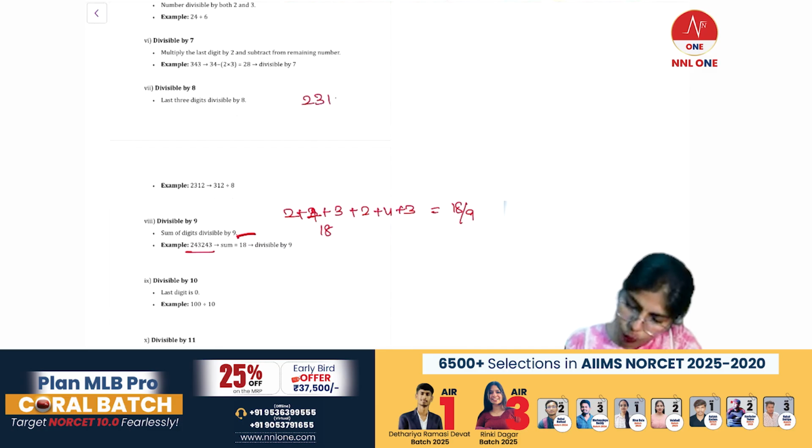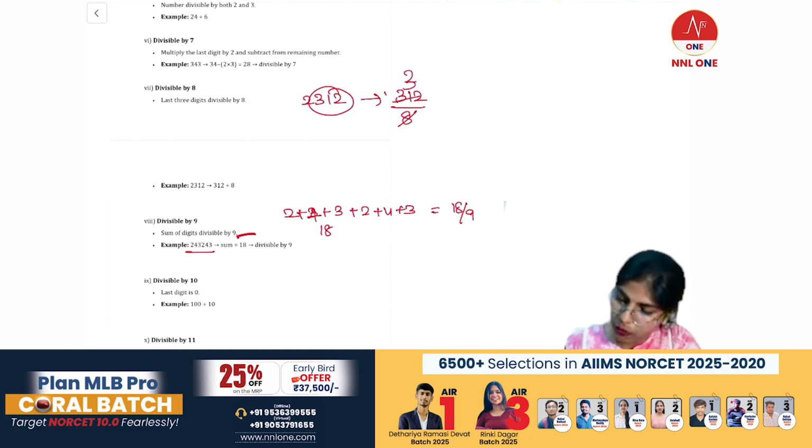2, 3, 1, 2. So the last 3 digits are 3, 1, 2. So is it divisible by 8, right? 8 ones are 8, 8 twos are 16, 8 threes are 24. So 8 threes are 24. The remaining is 7.